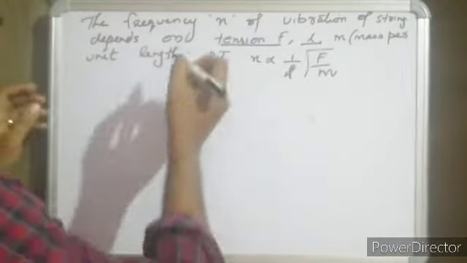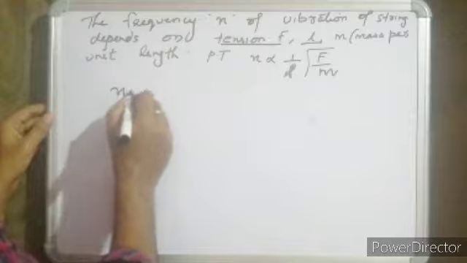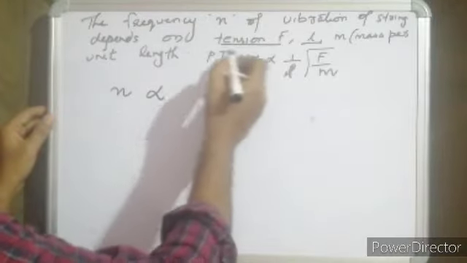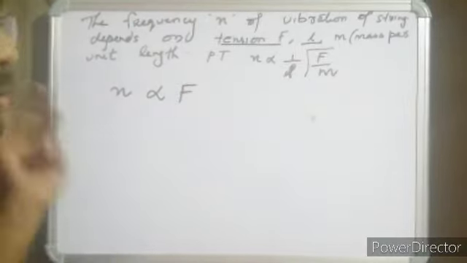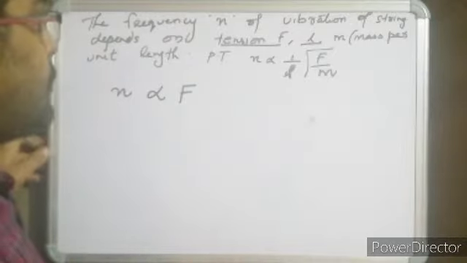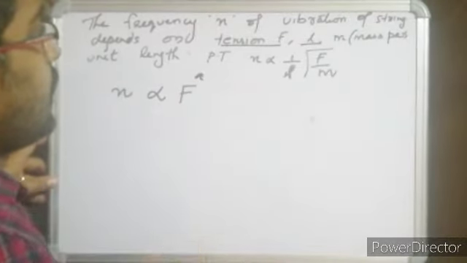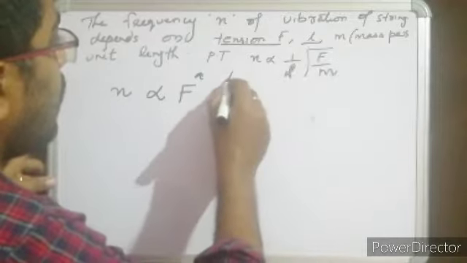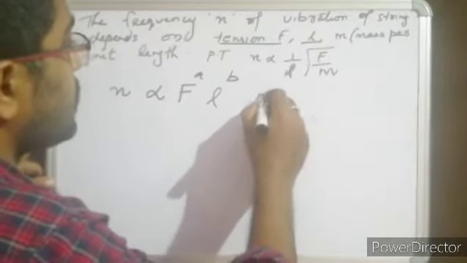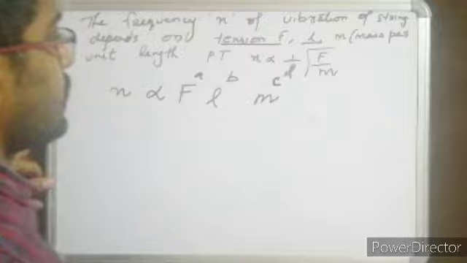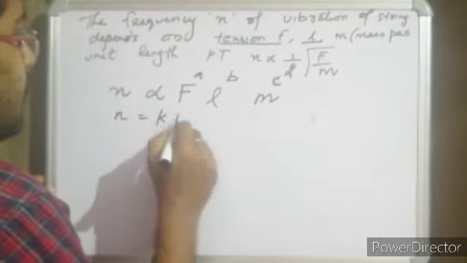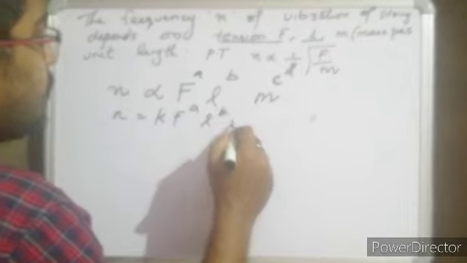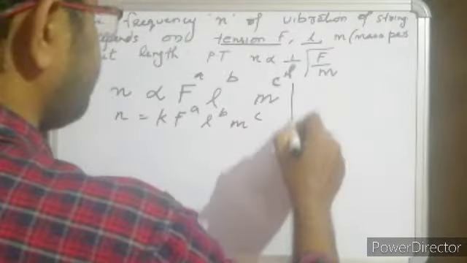Right. So in the same way, the frequency N is proportional to tension F, or force, same as that of the force. So I'm taking it as A, length L taking it as B, mass per unit length M taken as C. Don't forget M is mass per unit length. Now I can put N is equal to K, F to the power A, L to the power B and M to the power C.